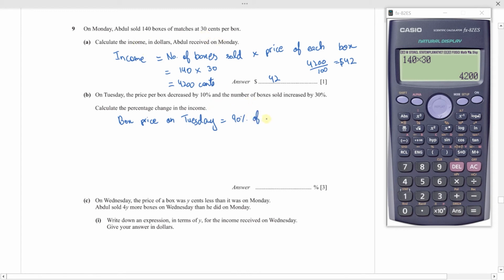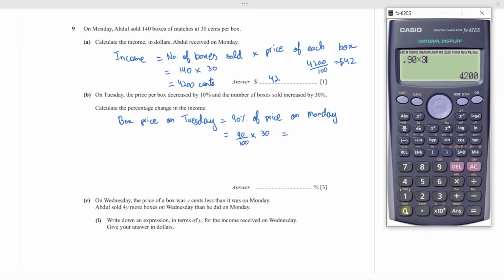So 90% of the price on Monday, which is 90 over 100 multiplied by 30 cents. So this is 0.90 into 30. So the price on Tuesday is 27 cents. You can also calculate 10% of 30 and then subtract it from 30 cents. So 10% of 30 is 3 cents, and you subtract 3 cents from 30, you will get the same answer, 27 cents. And the number of boxes sold increased by 30%.